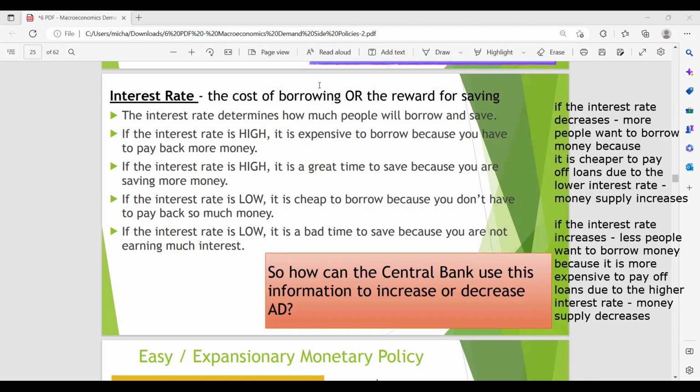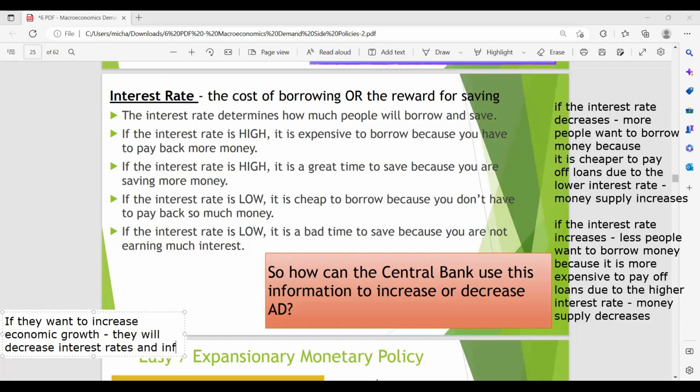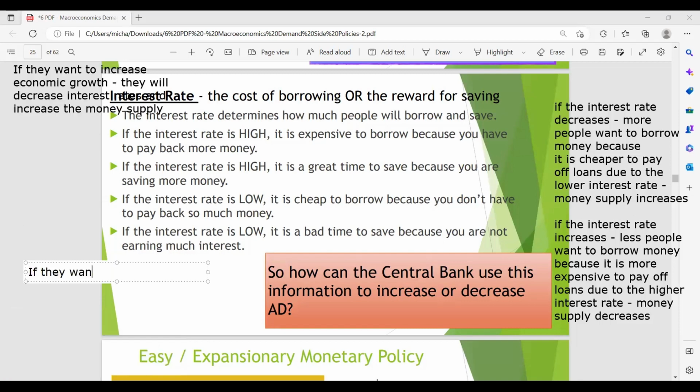So they can use this information if they want to increase economic growth. If they want to increase economic growth, they will decrease interest rates and increase the money supply. Also, if they want to reduce inflation, they can increase the money supply and increase interest rates. Those are the things that they can do to correct the economy.